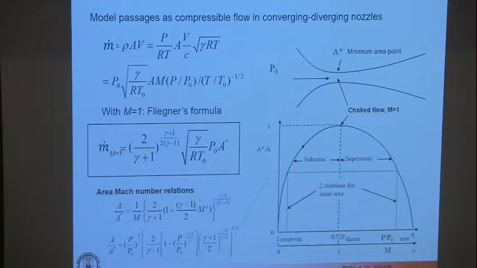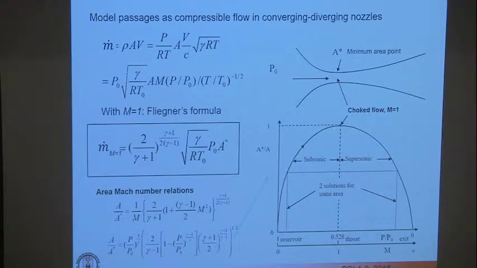Actually, you can show these area-Mach number relations and get the Mach number at each point in a converging, diverging nozzle as a function of the local cross-sectional area from these equations, and you can plot them. These plots are very useful for people who want to understand the relationship. There's a subsonic side and a supersonic side. For the same cross-sectional area, you can have either a supersonic flow or a subsonic flow, depending on the local pressure in the duct. So that's very useful.